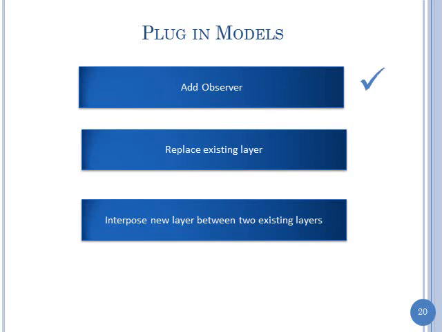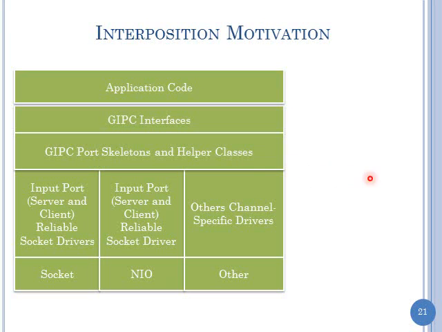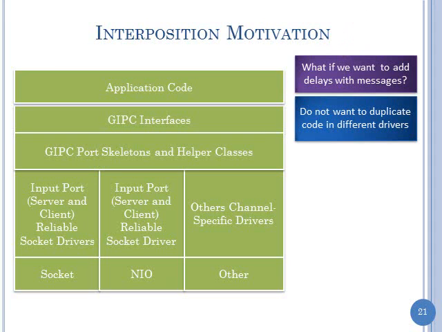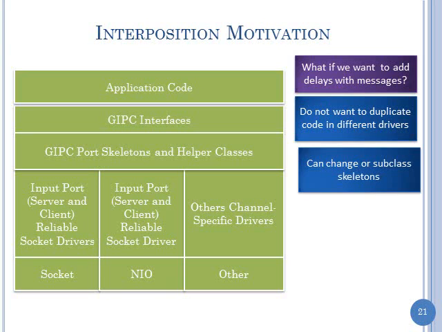Interpose a new layer between two existing layers. So, interposition motivation: I've got all these layers built in, and what if I want to add delays to messages, for example? And I do not want to duplicate code in different drivers. So I don't want to add a special kind of port that does delays, because then if I have a socket port, I have to add delays to the socket port, plus I have to add delays to my NIO port. I want to just see the messages that are going to one of these two ports and add delays right there. I added this after I designed the first version of GIPC, so it's kind of hacked, but it does work.